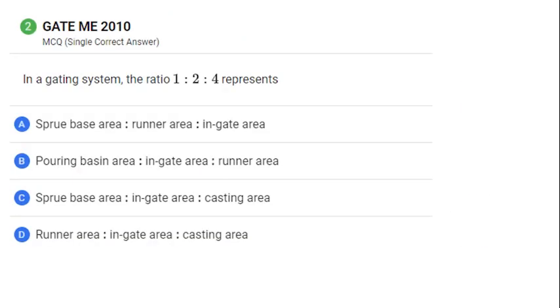Solve this question. Option A is correct. No doubts in this, right? I told you how you remember sprue runner gate. But this is not even necessary. You have to remember how you write a ratio in a gating system, sprue runner gate. Okay?